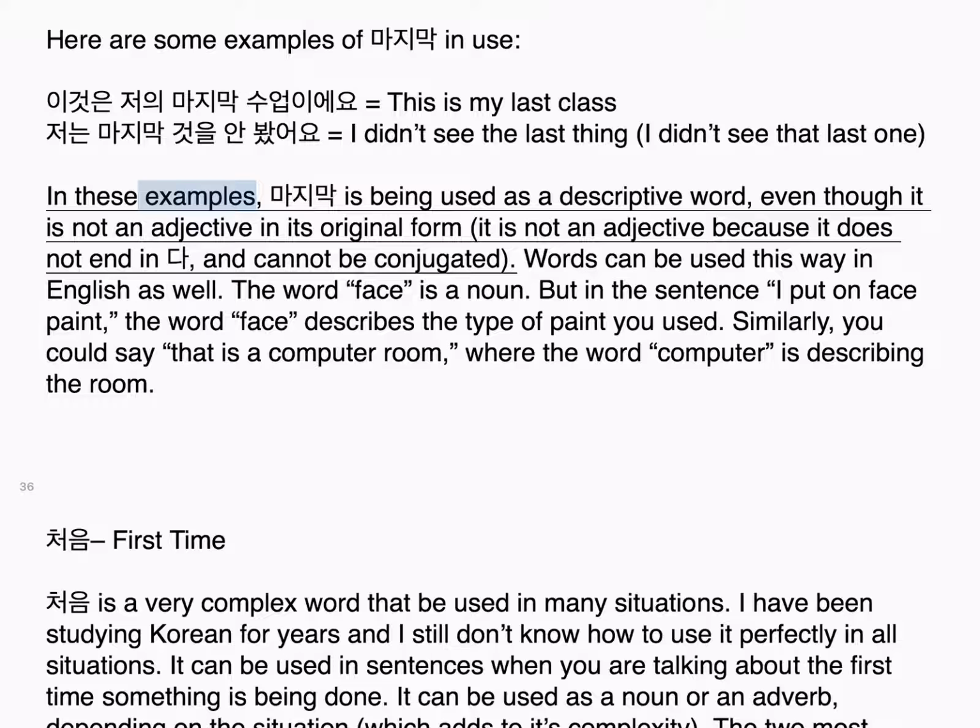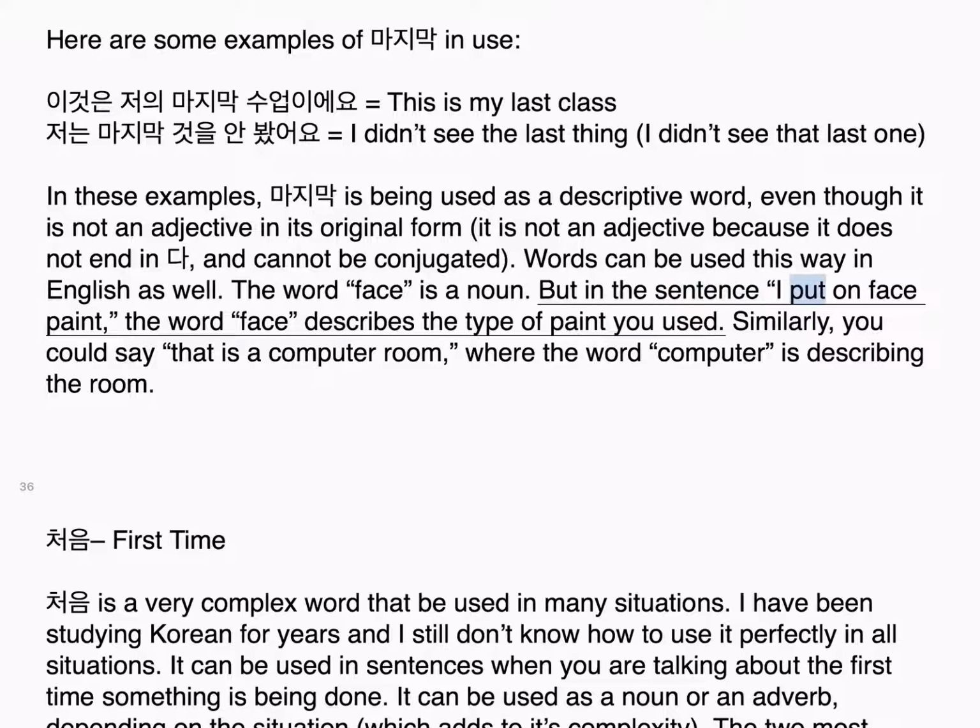In these examples, 마지막 is being used as a descriptive word, even though it is not an adjective in its original form. It is not an adjective because it does not end in 다, and cannot be conjugated. Words can be used this way in English as well. The word face is a noun, but in the sentence I put on face paint, the word face describes the type of paint you used. Similarly, you could say computer room, where the word computer is describing the room.